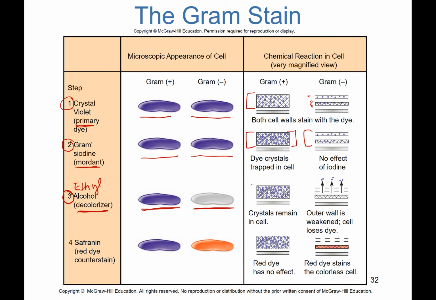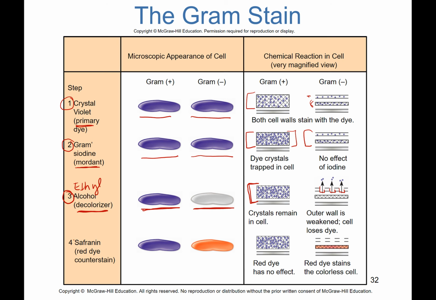So in the gram-positive cell wall, because that mordant locked that crystal violet into that peptidoglycan layer, alcohol has no effect on it. That crystal violet is stuck in place. However, that alcohol in a gram-negative organism weakens that outer membrane. When that outer membrane or that outer cell wall is weakened, the cell loses the dye and washes it away because it wasn't locked into place. It wasn't locked in that peptidoglycan layer.